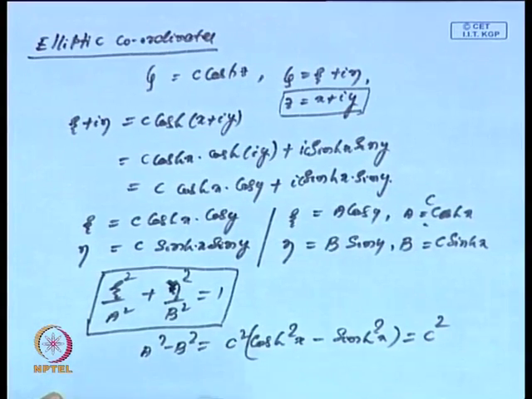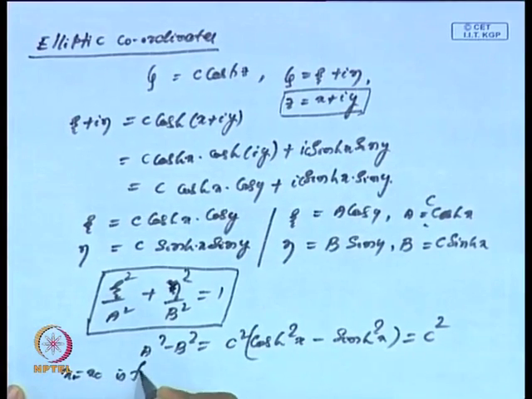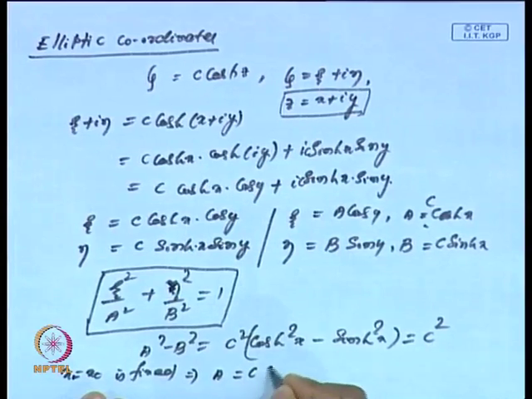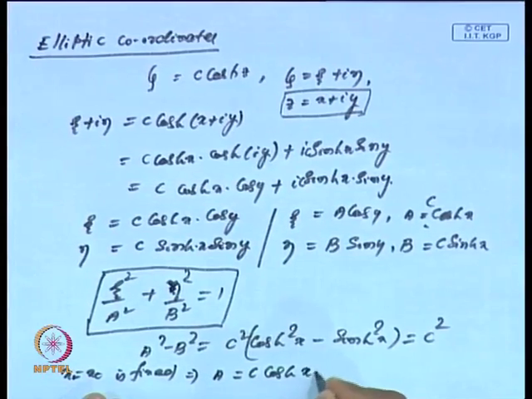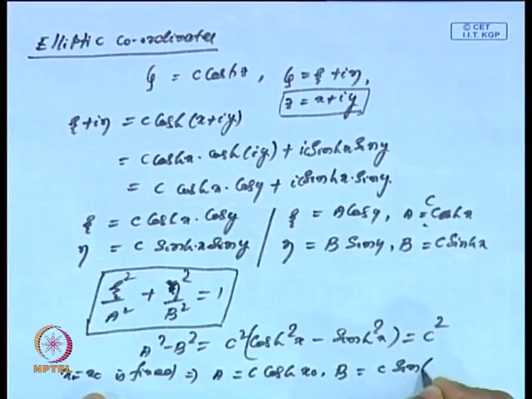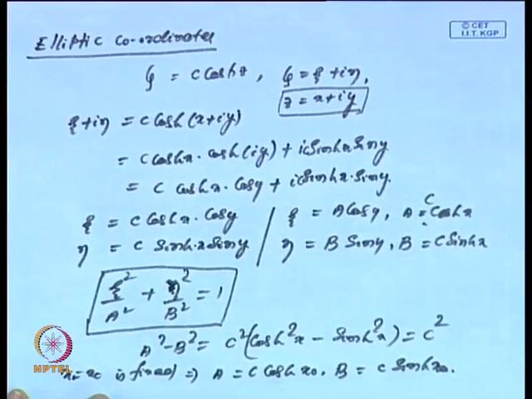If x naught is a fixed point, that is, if x is equal to x naught is fixed, then I can get a equal to c cosh x naught and b equal to c sinh x naught. So they become fixed and constant. Instead of variables, now they become constants.